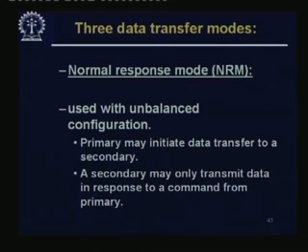Now, 3 data transfer modes. One is normal response mode, which is used with the unbalanced configuration. The primary may initiate data transfer to a secondary. As I mentioned before, it is the responsibility of the primary station to initiate data transfers. A secondary may only transmit data in response to a command from the primary. So this is the normal response mode used with unbalanced configuration.